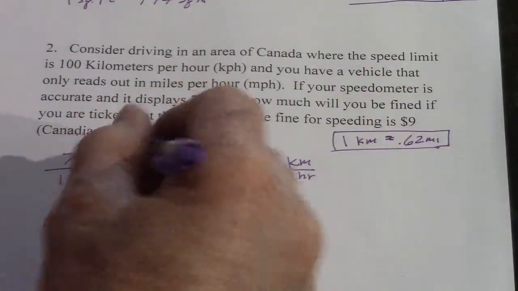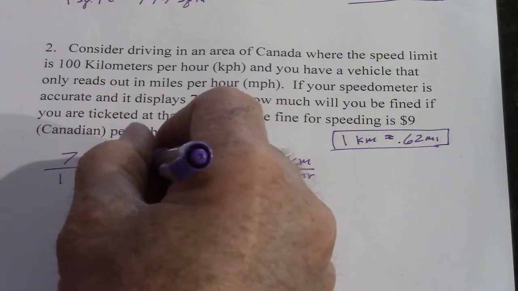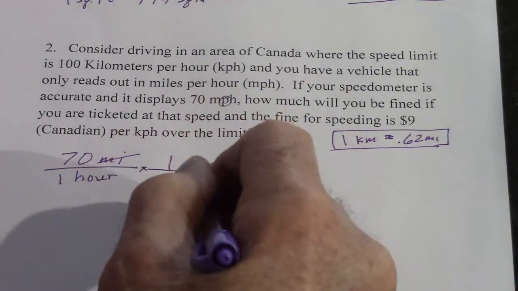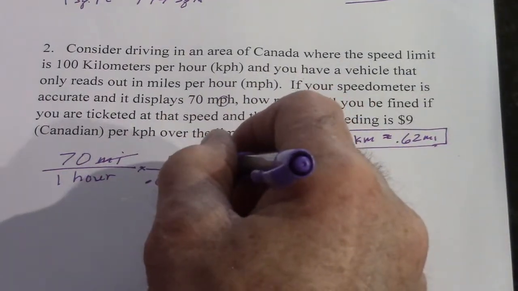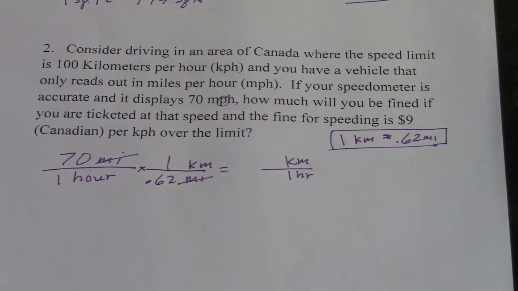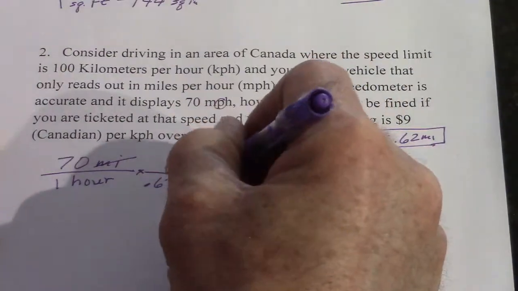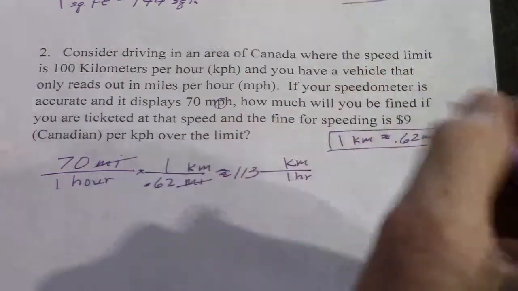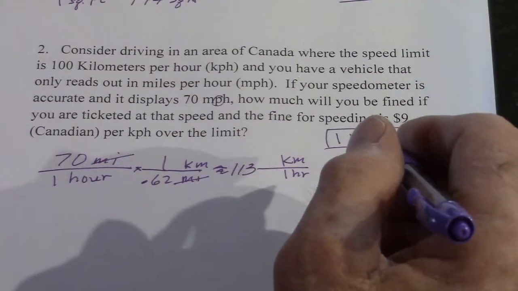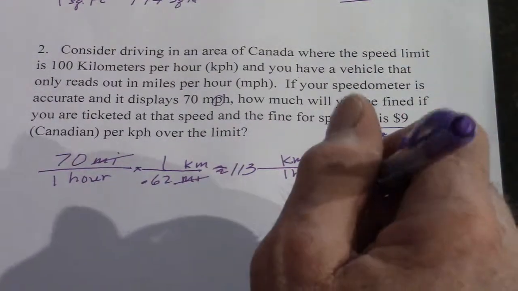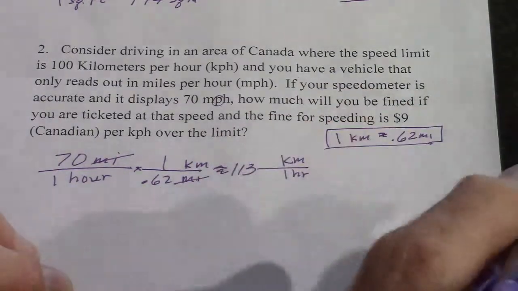So if we do this, the miles will be reduced, right? This is a multiplication. Miles are reduced, and we'll get kilometers. So let's look at that number. That's going to be 70 divided by 0.62. That's 112.9. I'm going to say it's about 113. If you've got an American license plate, they're probably going to charge you rounded up in Canada. So anyway, that's 113 kilometers per hour.